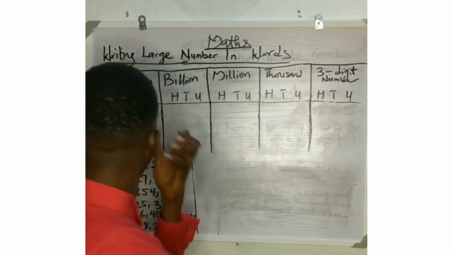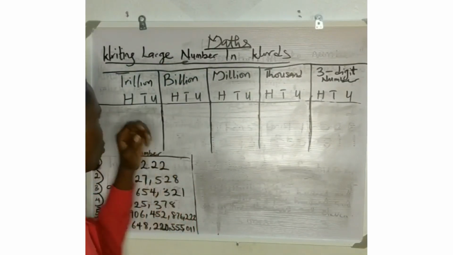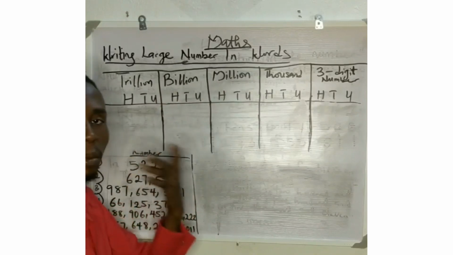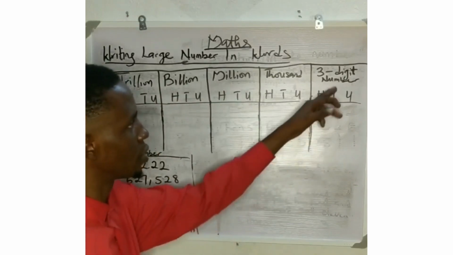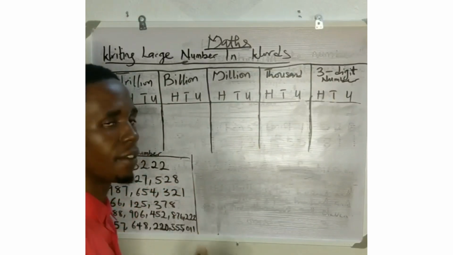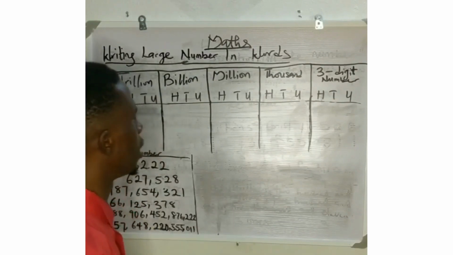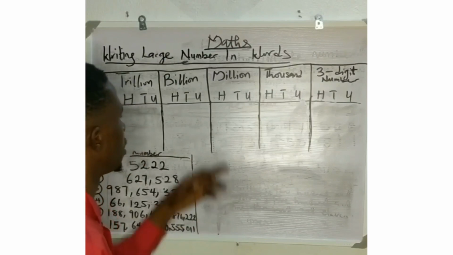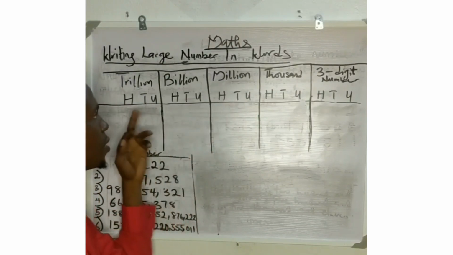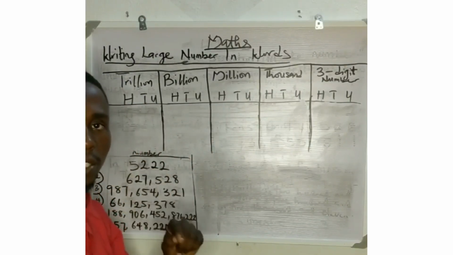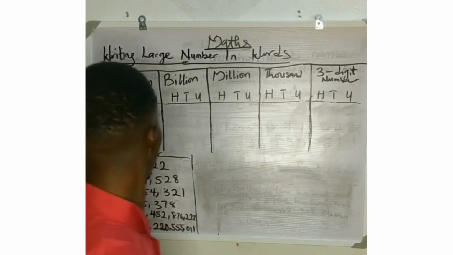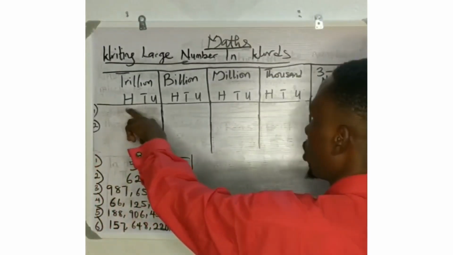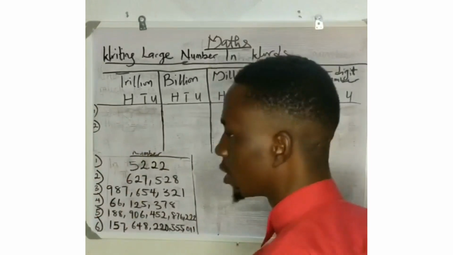I always tell them that you should try as much as possible to memorize it. It's not much and it's not difficult. This is the three-digit number, which has hundreds, tens and units. This is thousand, which has hundreds, tens and units. This is million, which has hundreds, tens and units. Billion has hundreds, tens and units. And trillion, as you can see, has hundreds, tens and units.